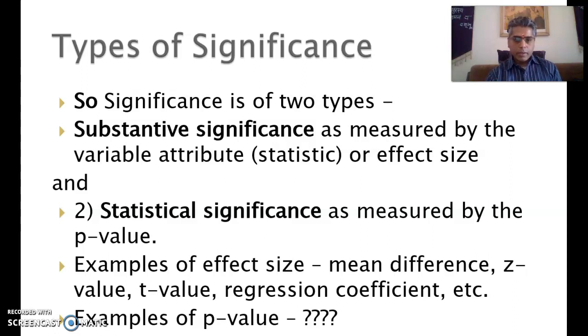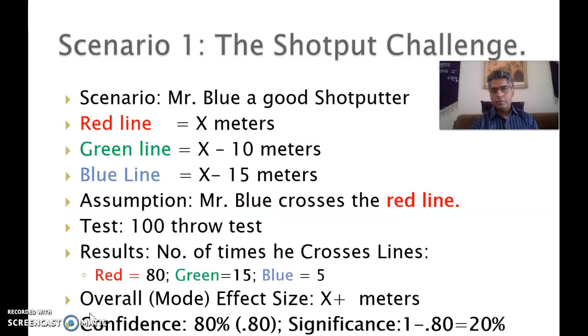Now, do you think that the level of significance we choose to test our results plays any role in the efficacy or the validity of our results? For this, let's briefly go back to the summary of the results of the shot put example scenario in the previous video. As you can recall from that example scenario, the confidence level in that study was 80% and the significance was 20%.